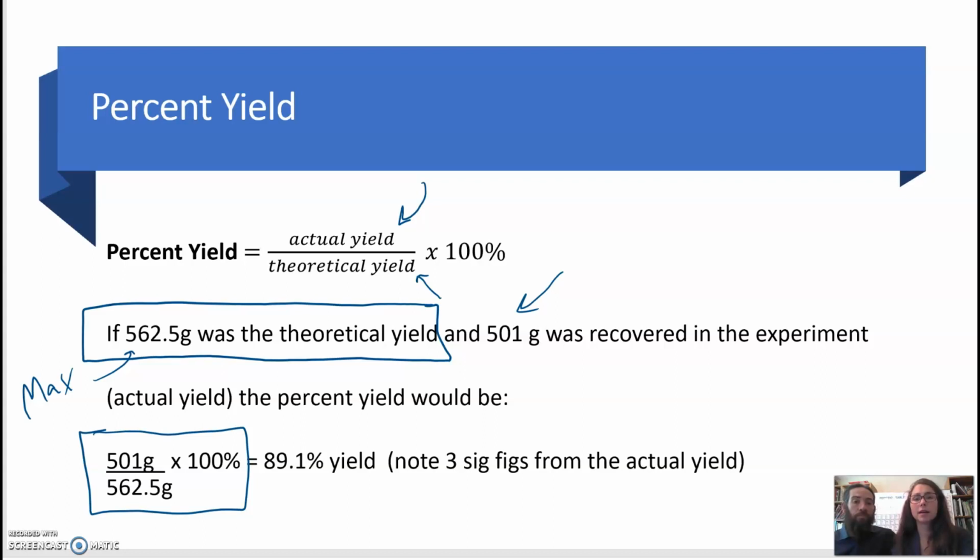And it does follow the significant figures rule. So we have 3 sig figs in our measurements up here in our problem, so our percent needs to have 3 significant figures as well.